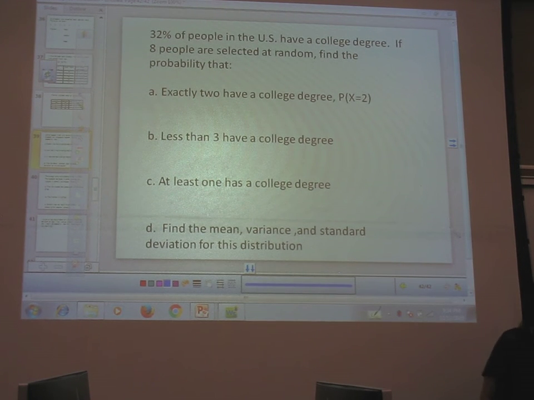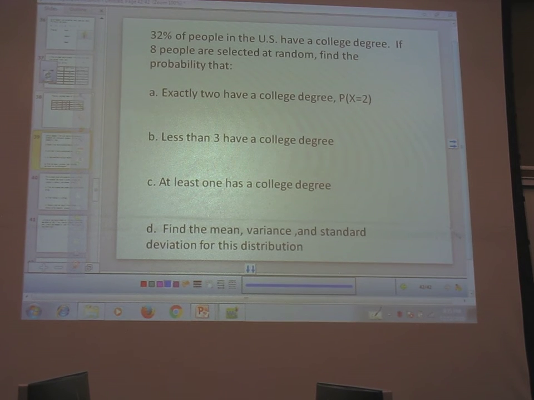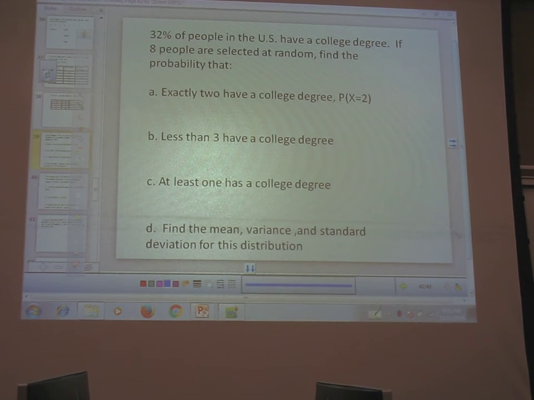Oh, binomial. It's binomial. Why is it binomial? College degree and no. Because you do or you don't, and it has a fixed n. We're doing it a set number of times, 8 times. So a fixed n, and you have 2 possible answers, yes or no. You either have a college degree or you don't. And those probabilities stay the same.